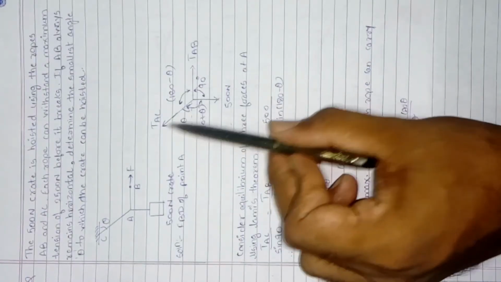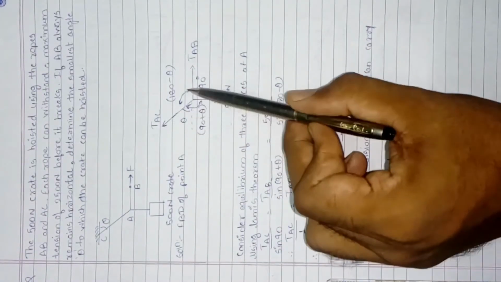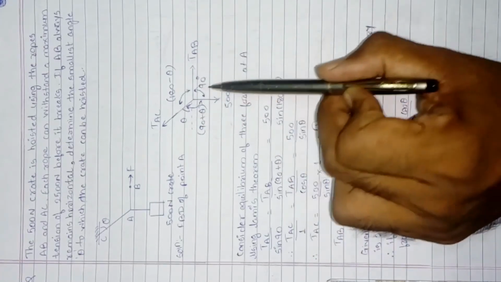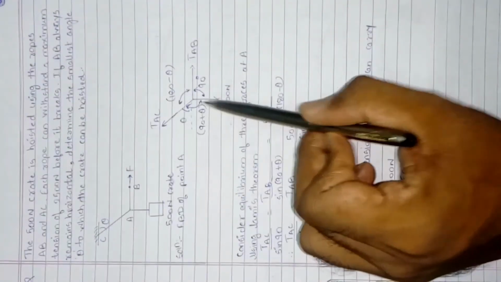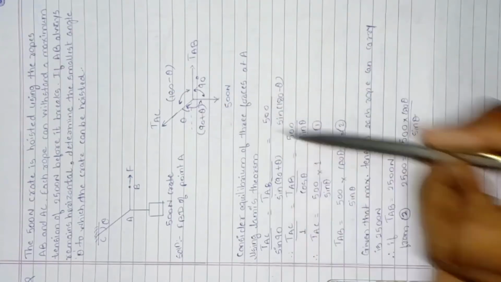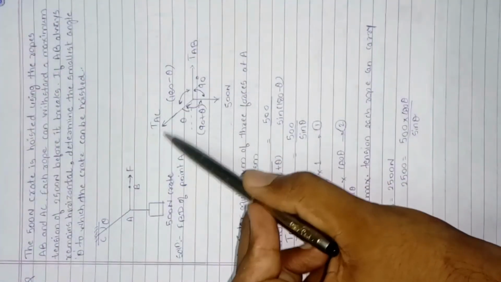So the angle between TAB and TAC is 180 degrees minus theta. The angle between TAB and 500 is 90 degrees. And the angle between 500 and TAC is 90 degrees plus theta. So now we'll apply Lami's theorem. Lami's theorem says the ratio of force to the sine of the angle between the remaining two forces is constant. So TAC upon sine 90, TAB upon sine (90 plus theta), and 500 upon sine (180 minus theta).